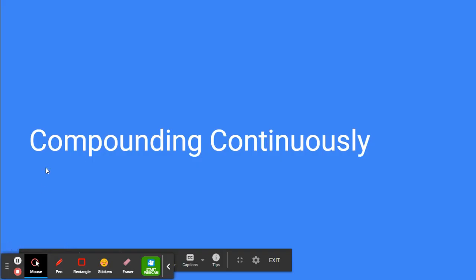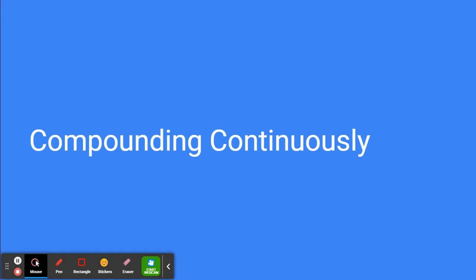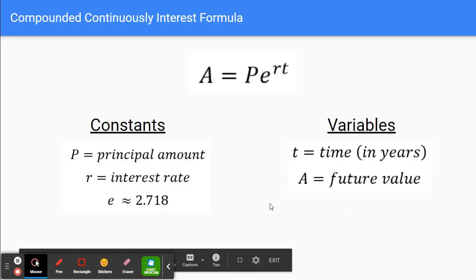Okay, so let's take a look at a different situation where our interest isn't compounded every year or every day. It's actually compounded continuously. So at every single moment that interest is being compounded. It's a little bit of a strange thing to think about. And it doesn't allow us to use the same equation that we used before. Because if we're compounding every single moment, it's really hard to figure out how many times per year that would be. It's almost like an infinite number of times per year. So we're going to use a different equation for compounding continuously.